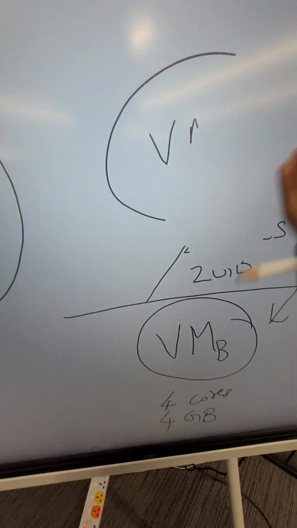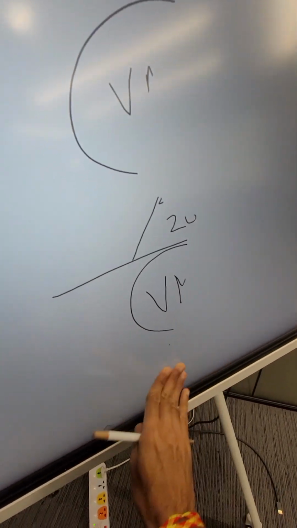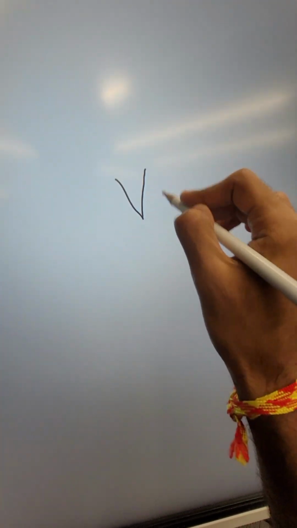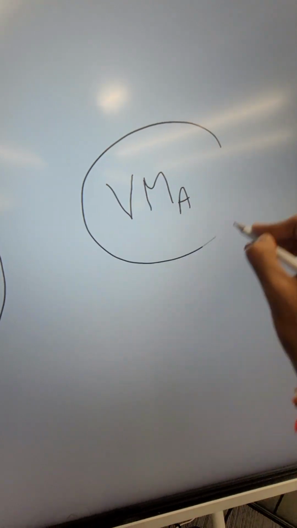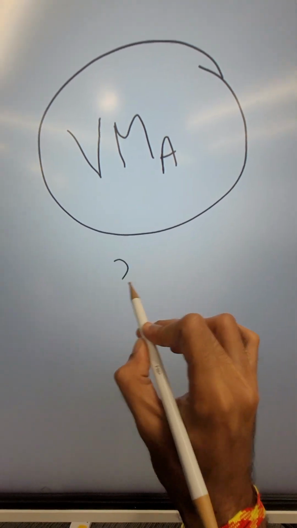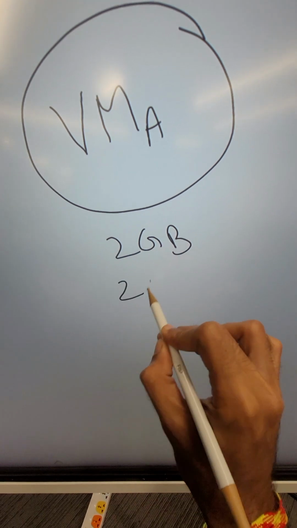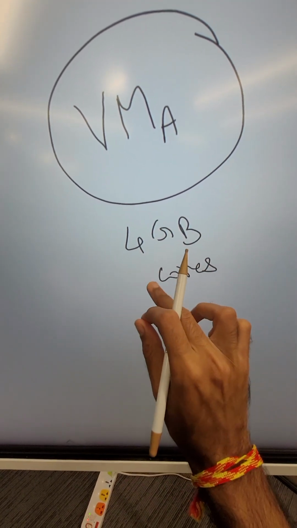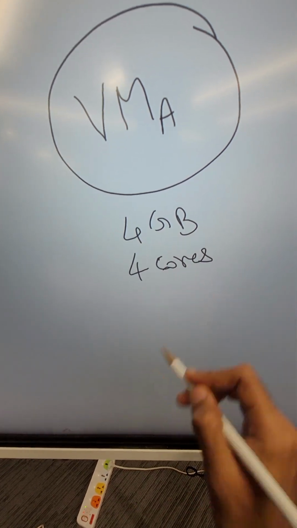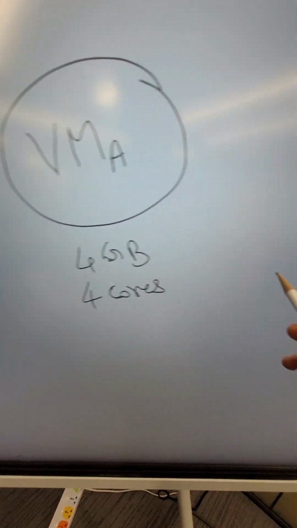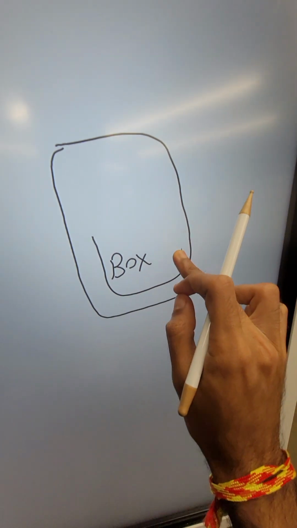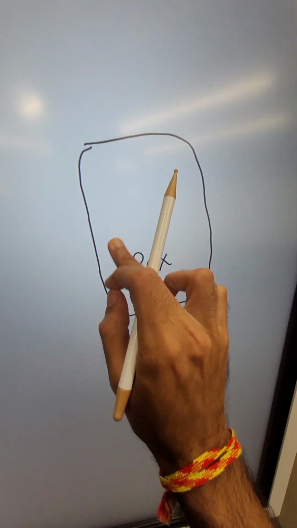Or what you can do is, I don't know if cloud services allow online scaling of their virtual machines, wherein you take VMA and without restarting the VM, you can change it from 2 GB and 2 cores to 4 GB and 4 cores without any downtime. I'm not sure if you can do that. If you can do that, great. So you basically have a small box and you made it a bigger box.